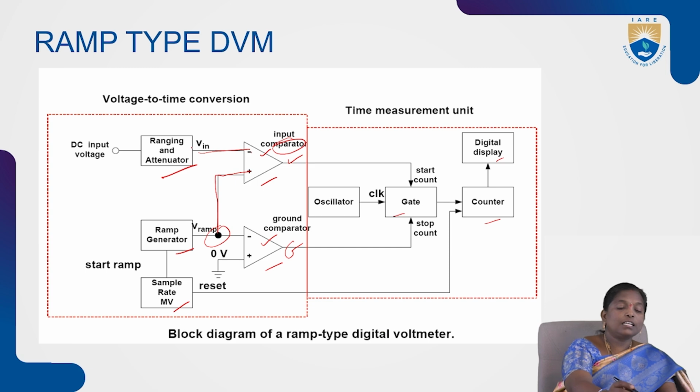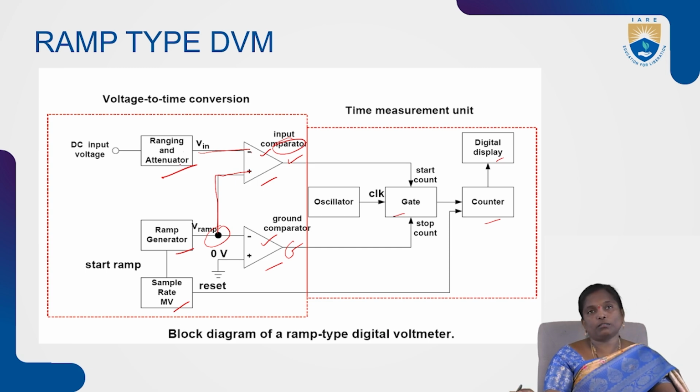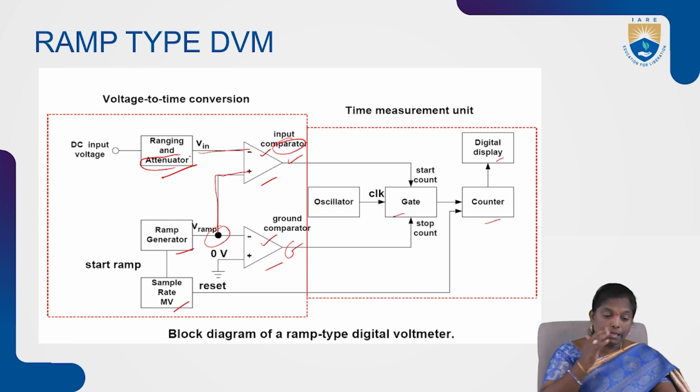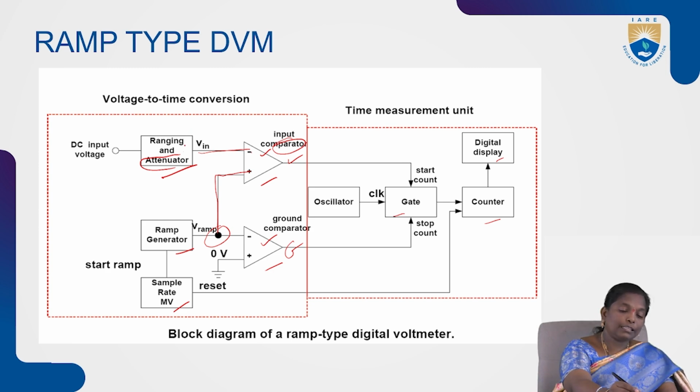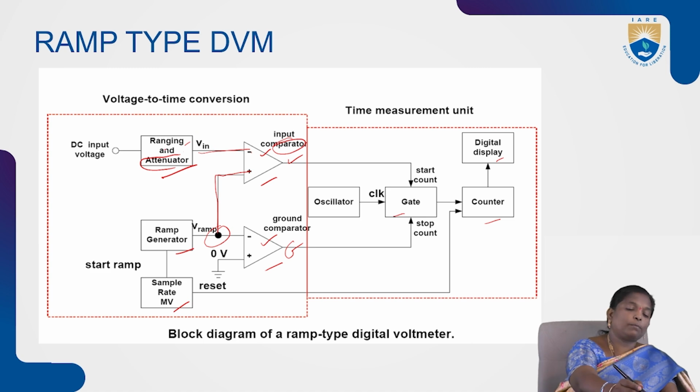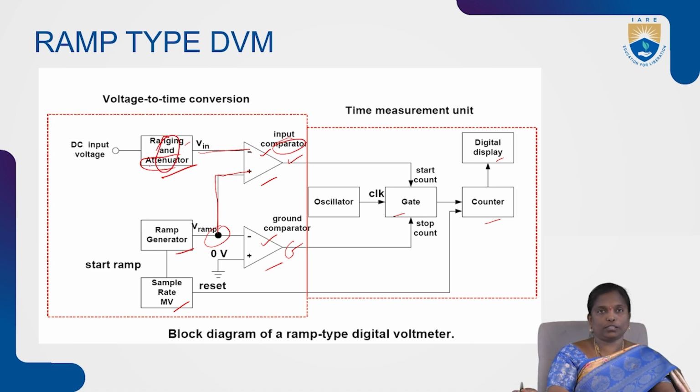Another one is the ranging and attenuator block. As we know, an attenuator is mainly used to attenuate the signal. That is, it sends the required amount of input signal, and unwanted signals are attenuated with the help of the attenuator. At the same time, the ranging unit is used to amplify or strengthen the input signal, while unwanted signals are attenuated.